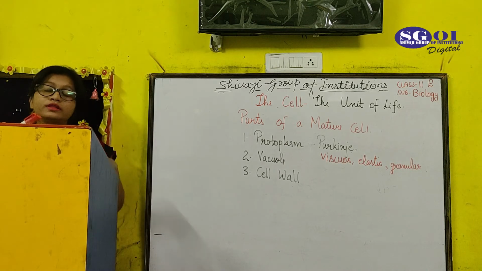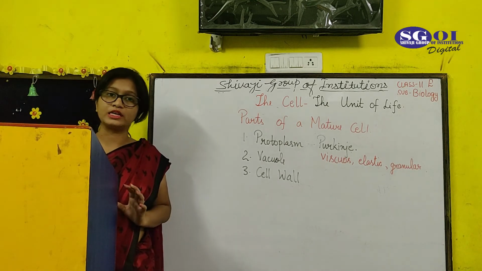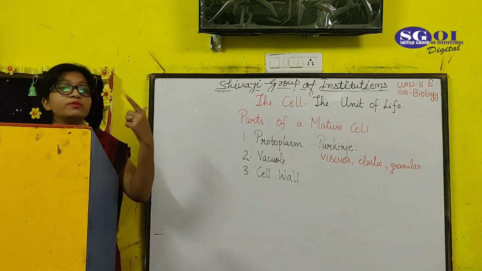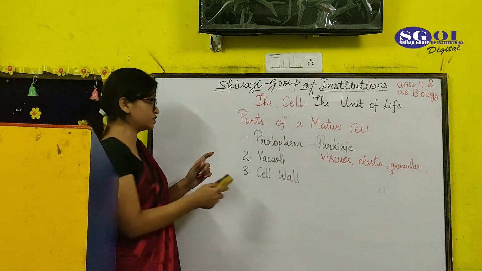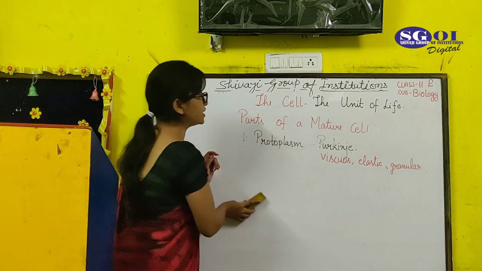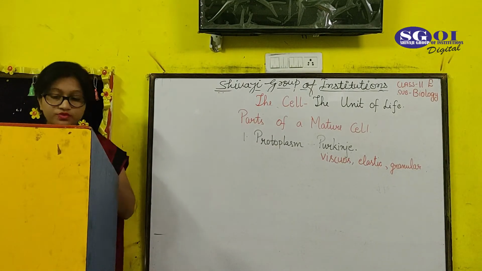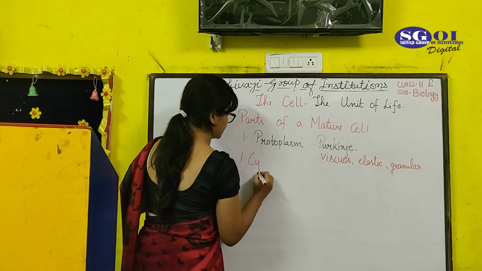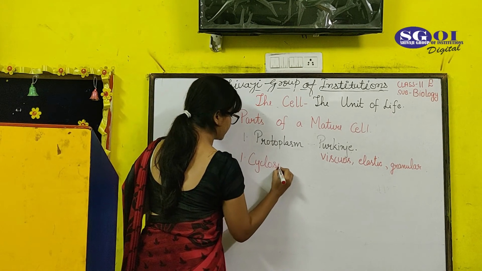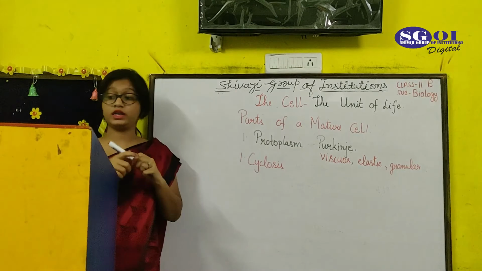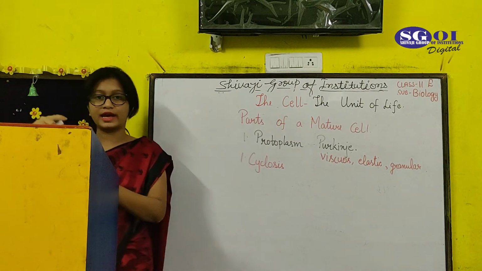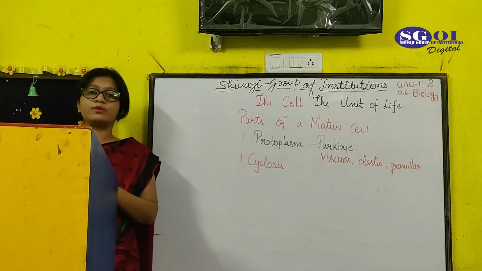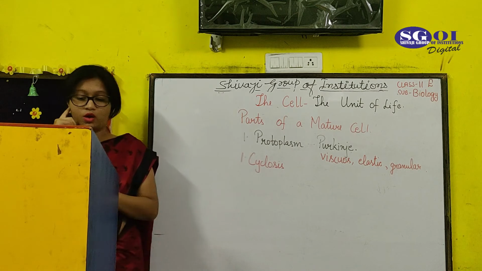Then the most important thing about protoplasm is that it shows streaming movements, the continuous movements inside the cell. The first streaming movement is cyclosis. Cyclosis is the continuation of movement. The cycle keeps running on and on. Similarly, this movement keeps running on and on.